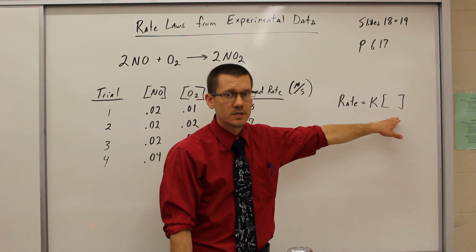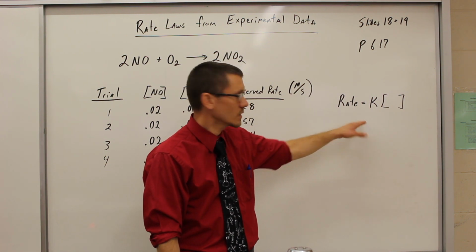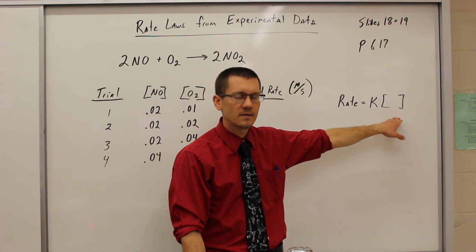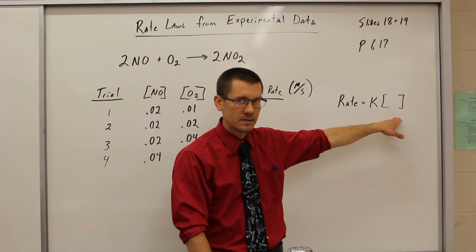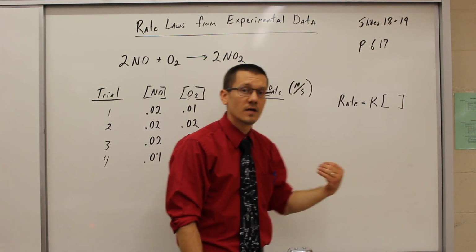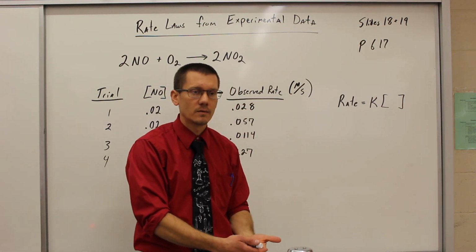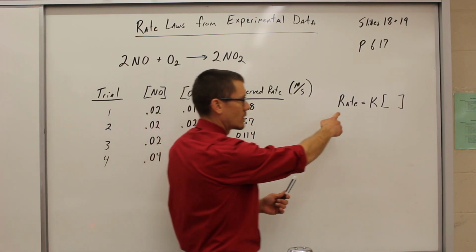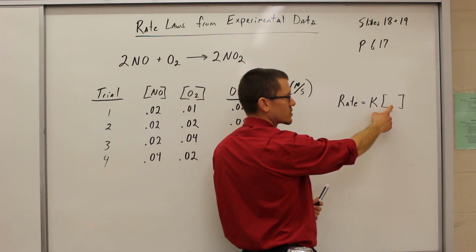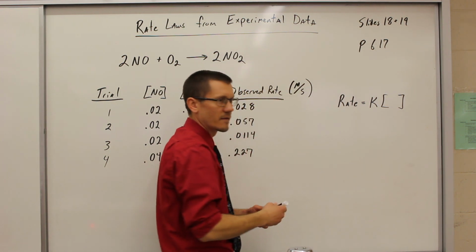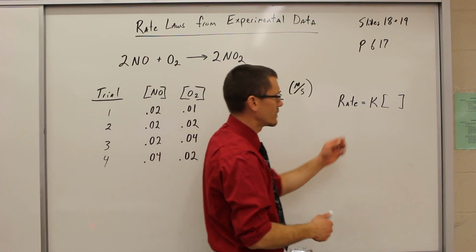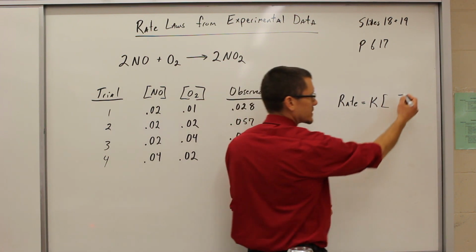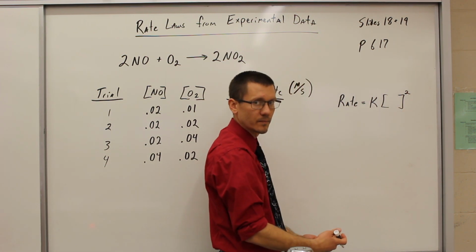We're looking at the effect of concentration on rate. So we're going to set up our rate law. Rate equals K, and then check the dependence of the rate on each of our reactants. So we need to find a couple trials where we see a change in concentration and a change in rate. If the rate doubles and the concentration doubles, that will tell us it's first order. If the rate quadruples when the concentration doubles, that will tell us it's second order.